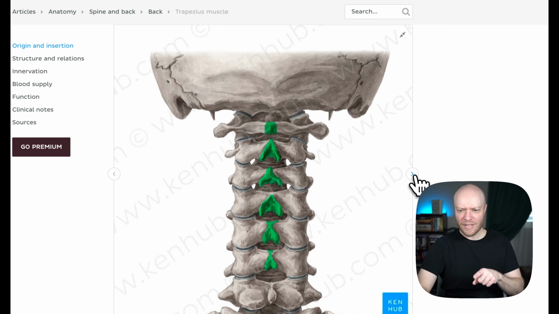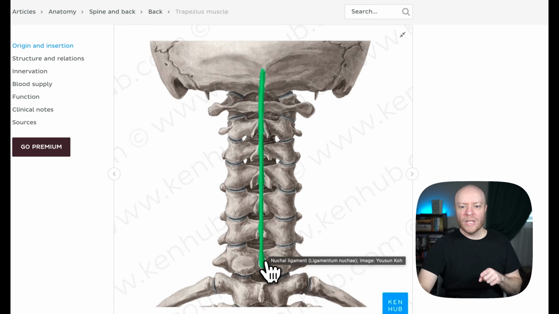You are feeling what's called the nuchal ligament. So I'm actually going to skip this for a second. I want to show you this. This is what's known as the nuchal ligament or the ligamentum nuchae. And as you can see, it goes up and attaches to that external occipital protuberance.